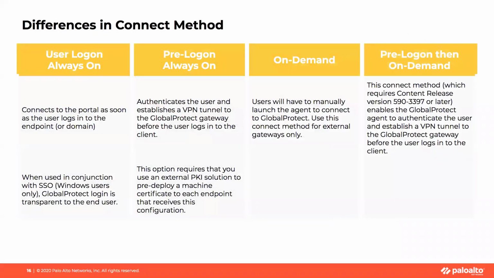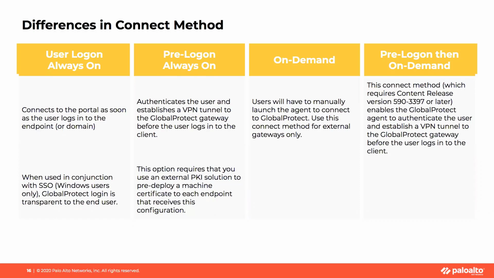So, user log on, always on. This is pretty self-explanatory. As the name says, GlobalProtect connects after the user logs onto the machine. This is good with Windows and Mac, where you can pass the credentials as a single sign-on. Your login credentials will be used for GlobalProtect to automatically connect. That is the preferred option, and it's the default setting for GlobalProtect.